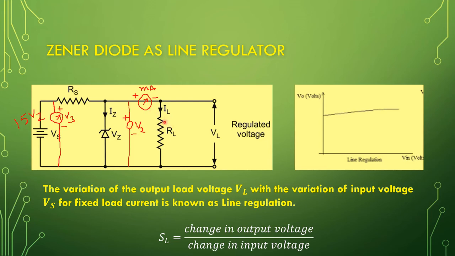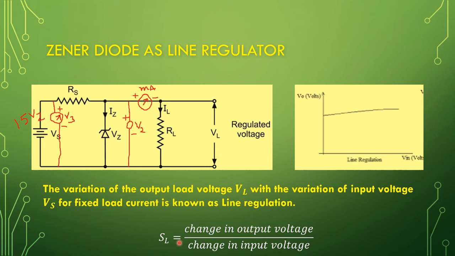So from voltmeters V3 and V2 we get the input voltage and output voltage. V3 is plotted on the x-axis and V2 on the y-axis, and the nature of the graph is shown here. So this is the practical procedure of the Zener diode as a line regulator, and from this graph we can easily measure the line regulation percentage.